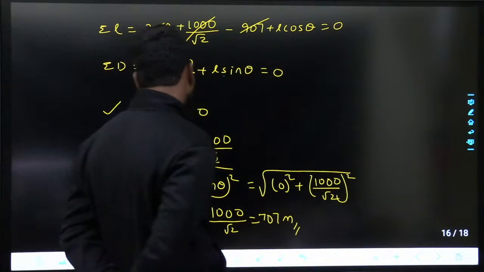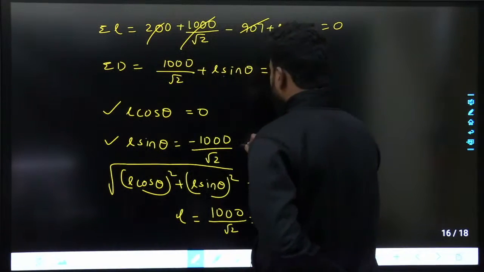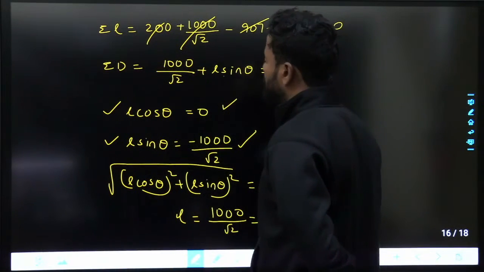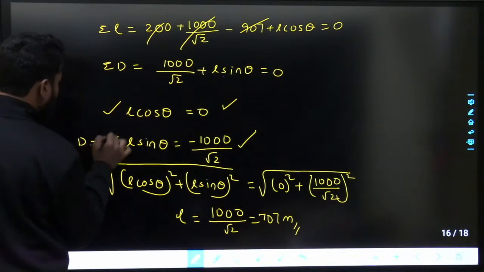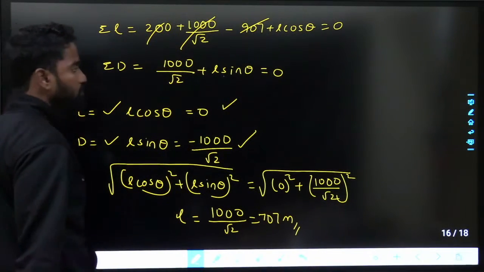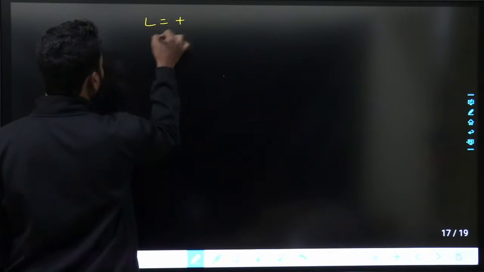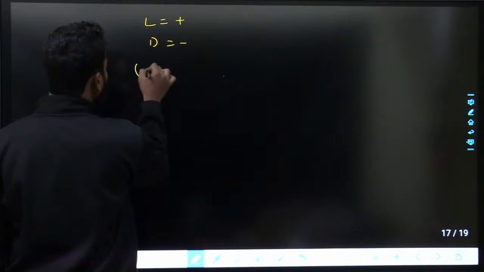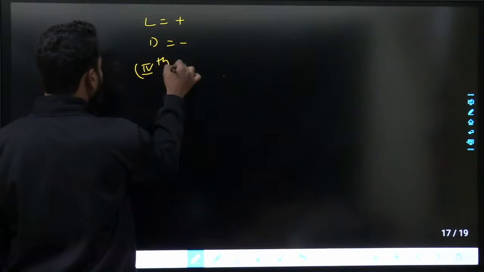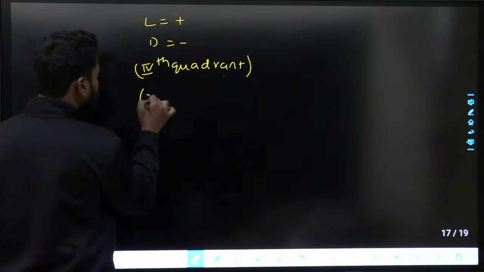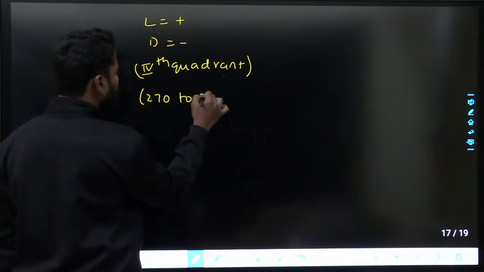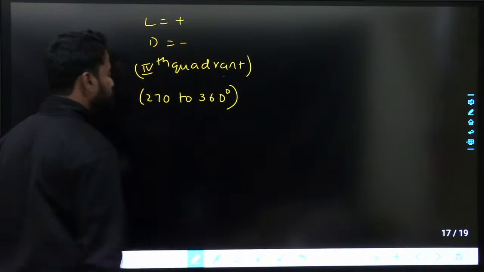And then bearing. If you see, sin theta is negative, cos theta is 0. That means L sin theta means departure. Departure is negative, latitude is positive, fourth quadrant. Bearing should be from 270 to 360 degrees.